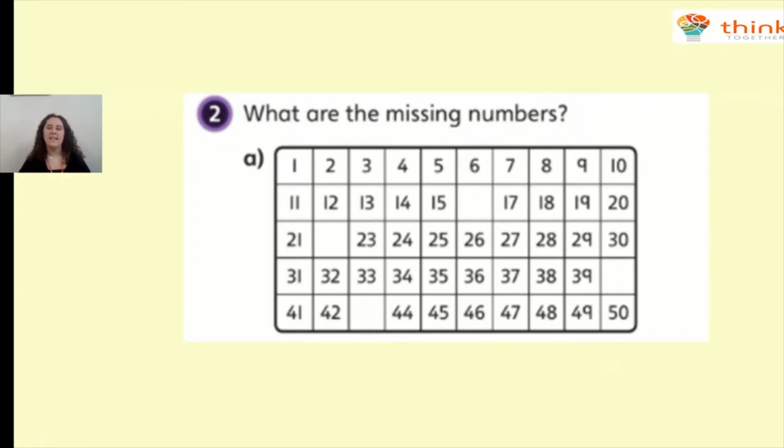Right, let's look now at this number square. Here we've got the numbers 1 to 50, but some of the numbers are missing. We have to try and figure out which numbers are missing. So let's have a look. Our first number that's missing is here. Talk to the person you're with and tell them what you think we could do to find that missing number.